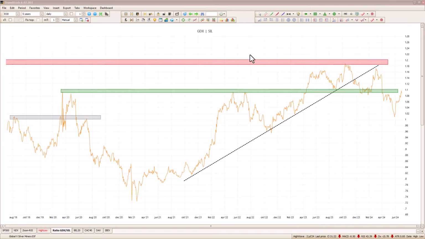Next is the GDX-SIL ratio. We are getting the tests of that important zone around 1.10. So now I want to see the curve drop back, so we start to accumulate silver and good gold stocks.